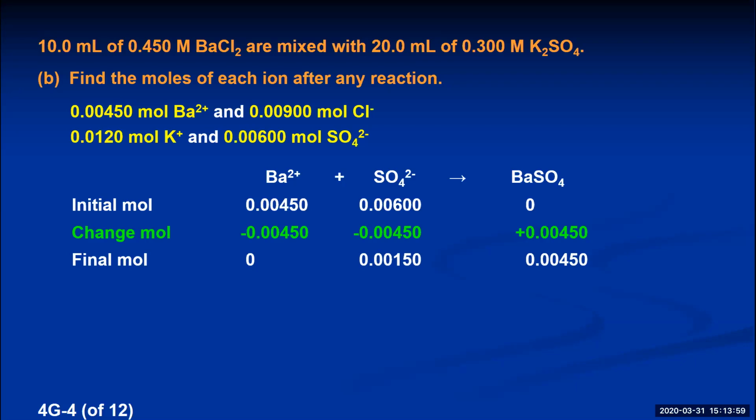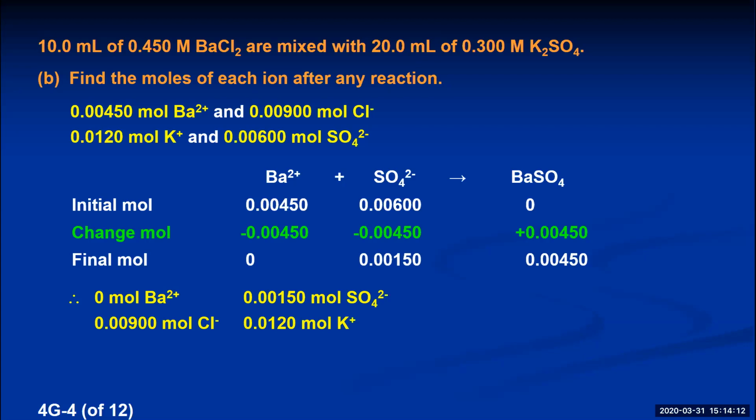So to answer the question, we're going to have no moles of barium in the solution, and 0.00150 moles of sulfate left in the solution after the precipitate. And if you remember, the potassium ions and the chloride ions didn't get affected at all, so their values are going to stay the same. We'll still have 0.00900 moles of chloride ions in the solution, and we'll still have 0.0120 moles of potassium ions in the solution.